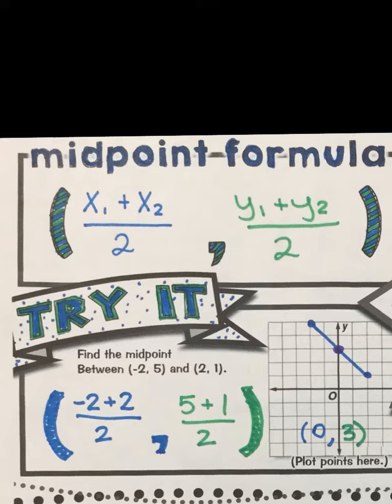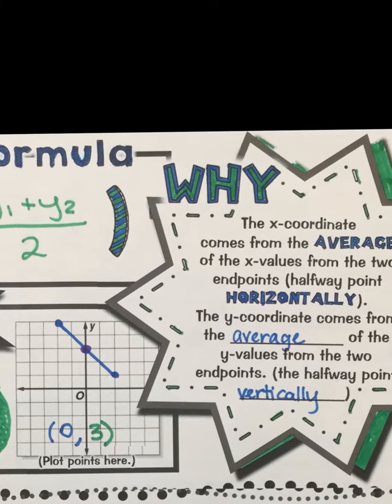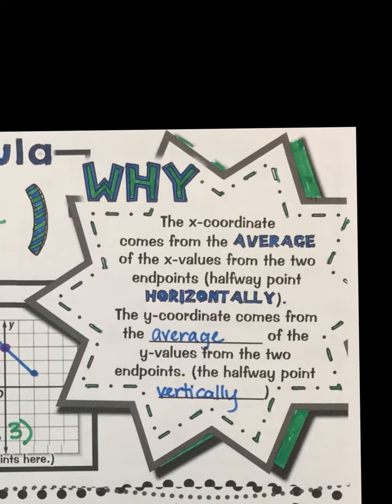And so you're going to take the average of the x coordinates and the average of the y coordinates, and that will give you your midpoint coordinates here, okay? And why it works is the x coordinate comes from the average of the two x values from the endpoints. That is the halfway point. If you think about the x axis, that's the horizontal axis, so it's the halfway point horizontally. The y coordinate comes from the average of the y values from the two endpoints, and that's the halfway point vertically because that's our y. Our y axis is a vertical axis there.